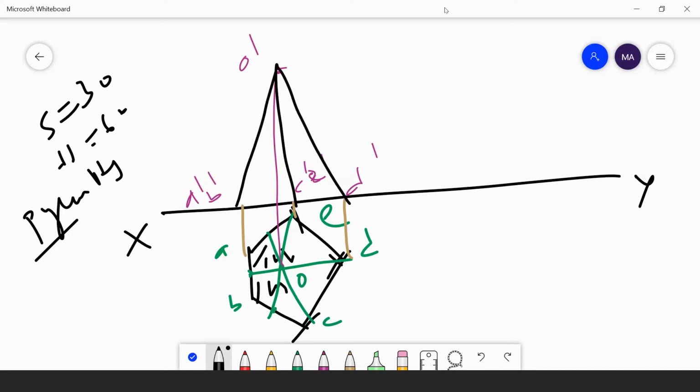Okay. Is it clear? In this way you have to draw the pyramid. For a pyramid you need to mark the center of the given plane. From there you will project the axis. The remaining points will be projected on the reference line. From there you will join all those points. Then you will draw the hexagonal pyramid.